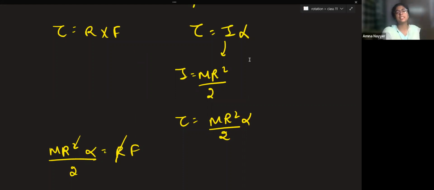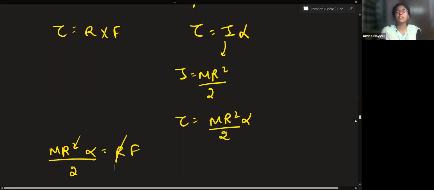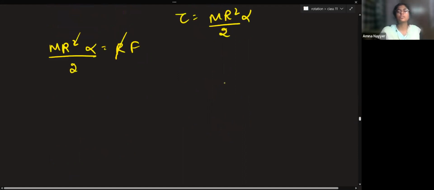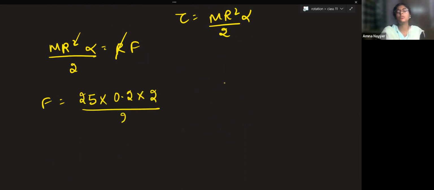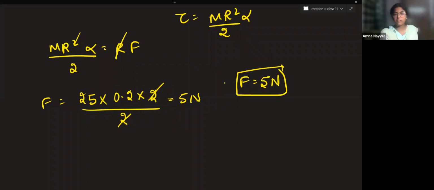1r gets cancelled. Now Mr alpha, we have the formula for it. So force will become what? Force will become mass. How much was it? 25 kgs. Radius was 0.2 meters. Angular acceleration was 2, divided by 2 was in the formula, so 2 gets cancelled. This will become 5. So this way, see how we have got 5 Newton. Understood?